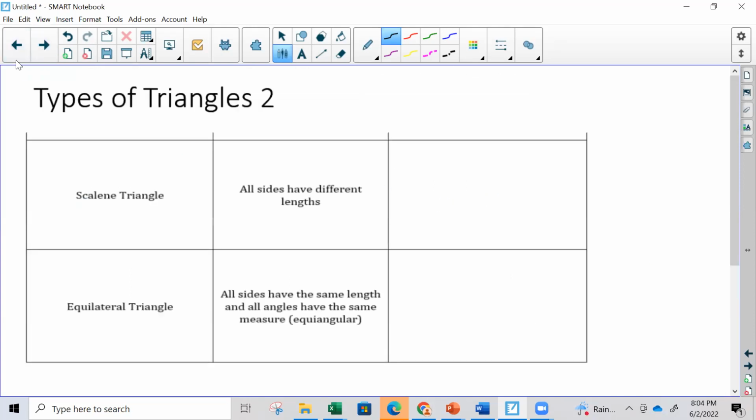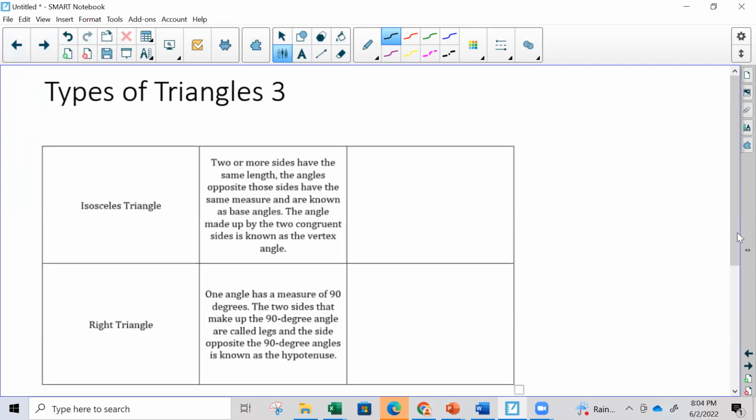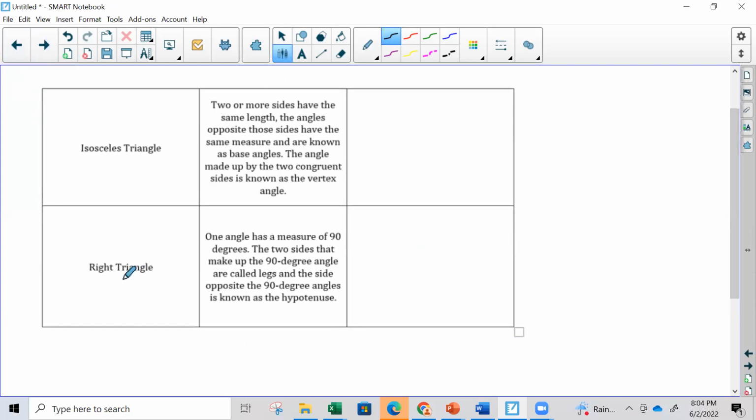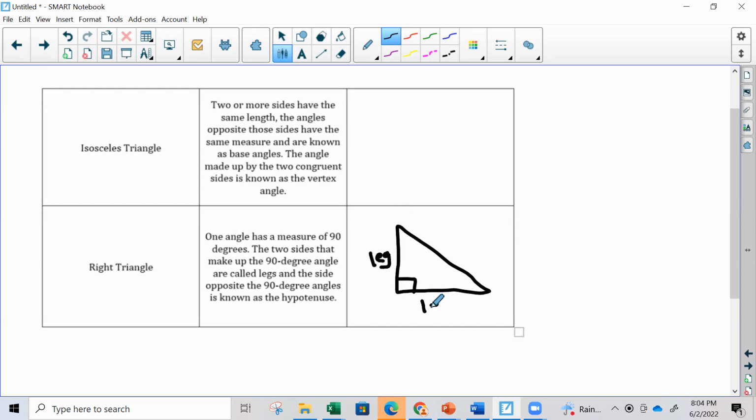Let's skip to a right triangle, because that's the third type of triangle based on angles. For a right triangle, we have one angle that's 90. We usually use that box to indicate that it's 90. The two sides that make up the 90-degree angle are called the legs. So this would be a leg, and this would be a leg.